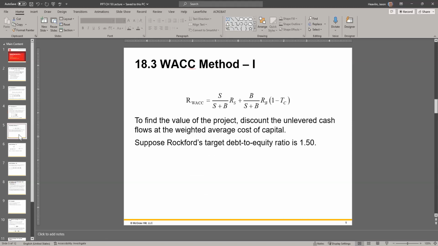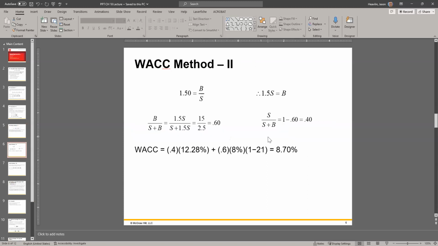Now, in comparison to using the weighted average cost of capital, let's say that you take this same approach of $600 in debt. This is what the numbers will look like.